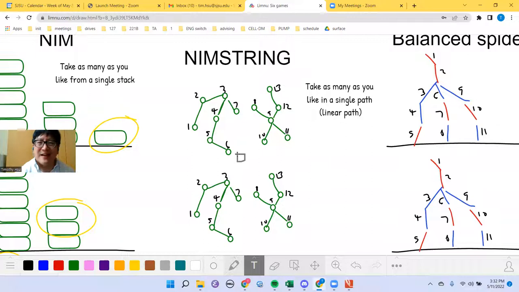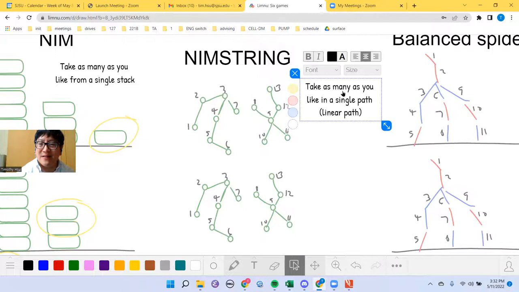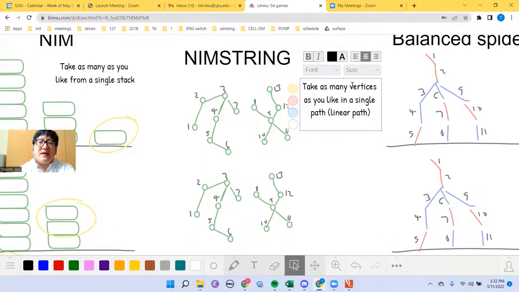Okay, I think we should do at least one more game interactively. How do you win? Thanks, Peter. The winning is exactly the same as before. You win by being the last person to remove any of the dots. To be clearer, take as many vertices as you like that lie in a single linear path. When I say path, I mean a linear path in the graph-theoretic sense, so it doesn't have to be in a straight line as drawn on the page. It just has to be a path with no backtracking. So who wants to be player one? I feel like I should randomly pick somebody to be player one.